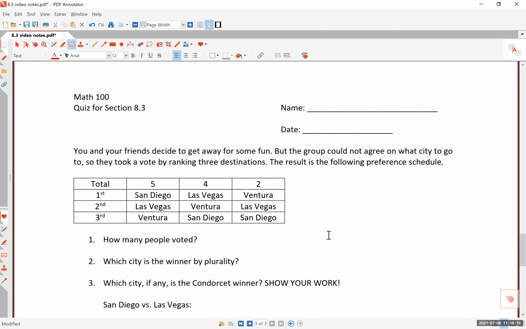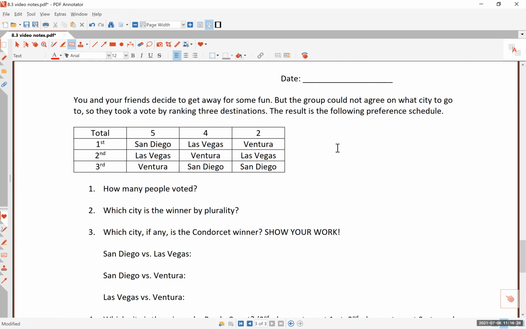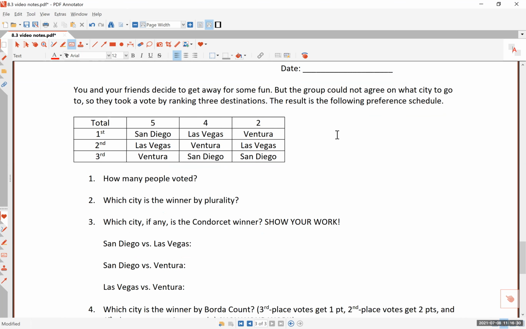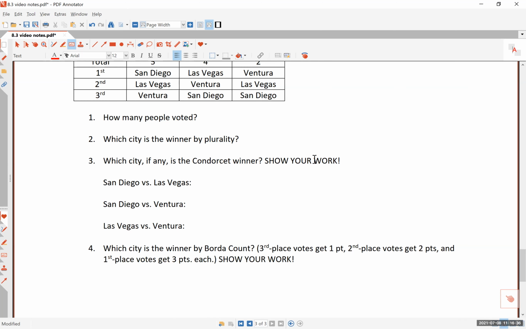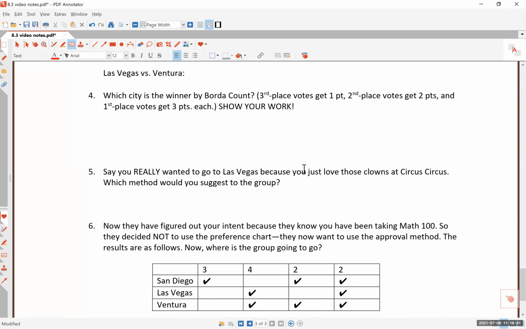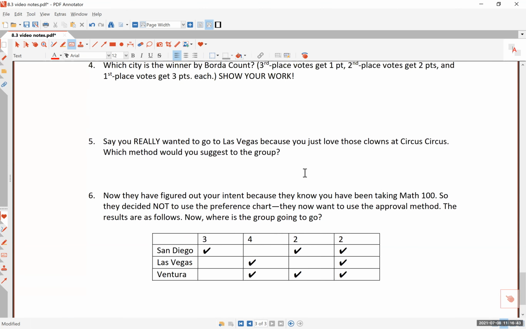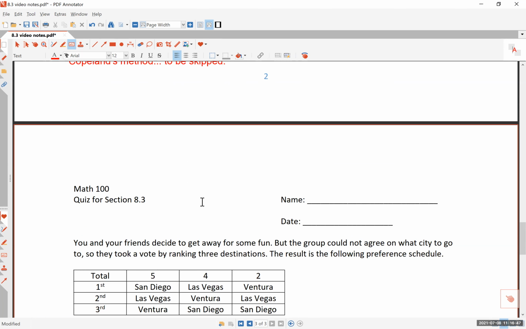Okay, so your quiz for section 8.3 involves you and your friends deciding to take a vote on where to go to have some fun. You want to go to San Diego, Las Vegas, or Ventura? It's a small group, and you cast votes and cast the ballots and see where you want to go. And you apply these different methods to see where you would end up with. Okay, so that is your assignment, but actually that's your quiz for this section.